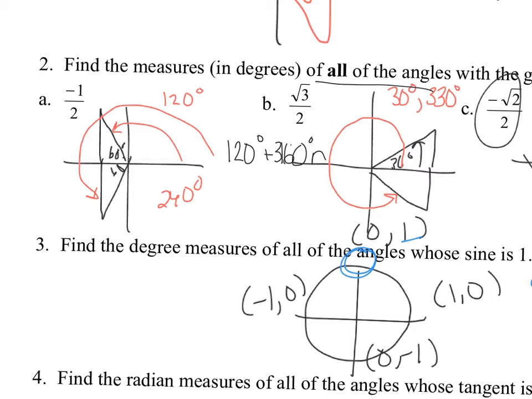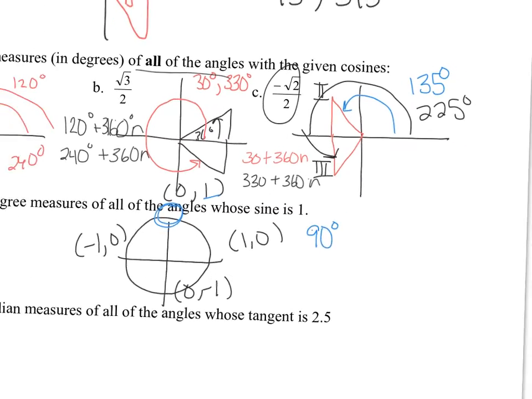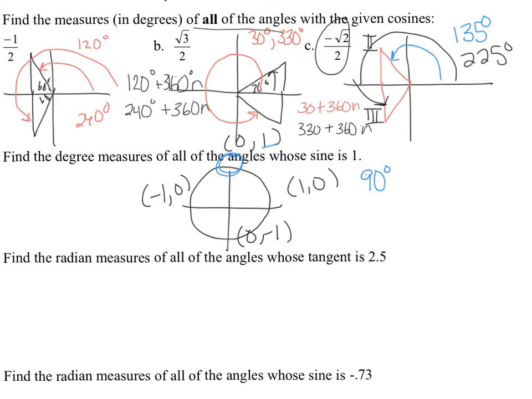And then another answer would be 240 degrees plus 360 times n. So each one of these you could keep adding on. So this is 30 degrees plus 360 times n. So you need to add that part if it reads all the angles. So 330 plus 360 times n. And I could do it for the last one too. So this one's going to be 90 plus 360 degrees times n.